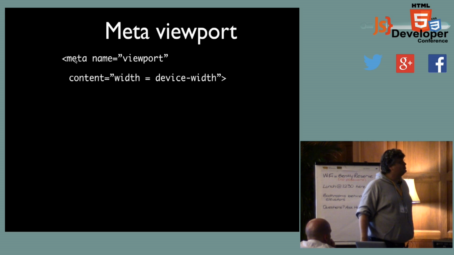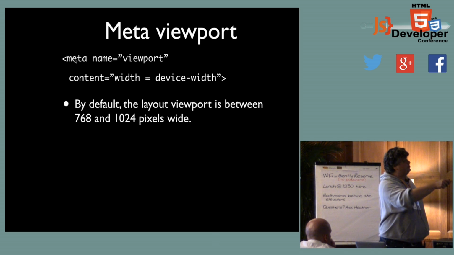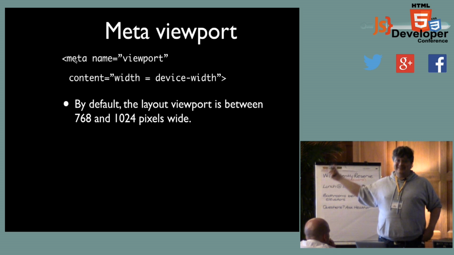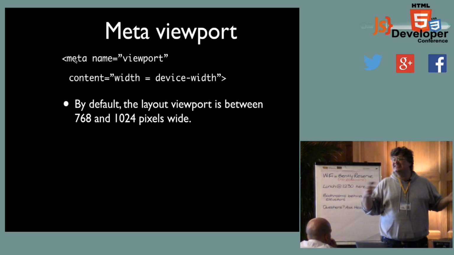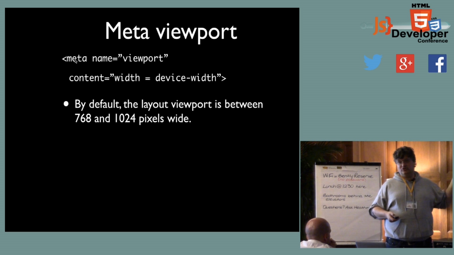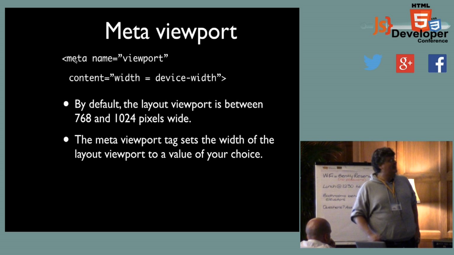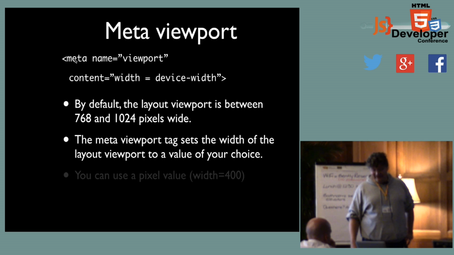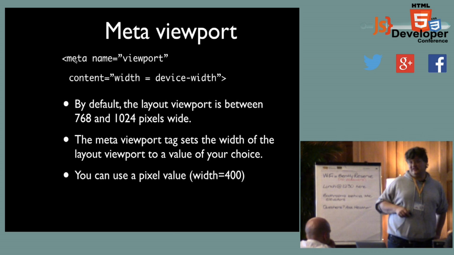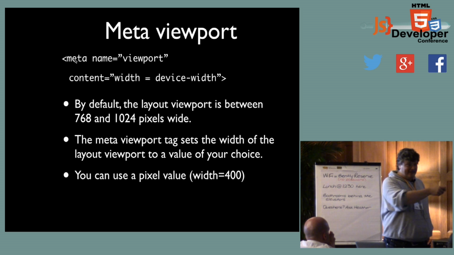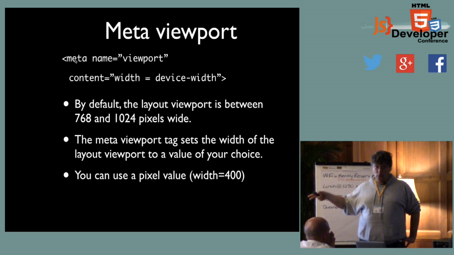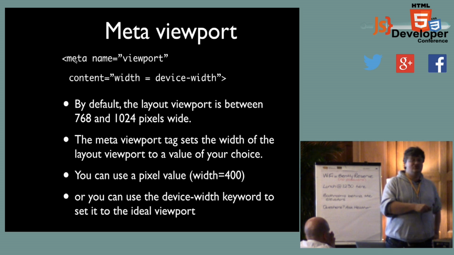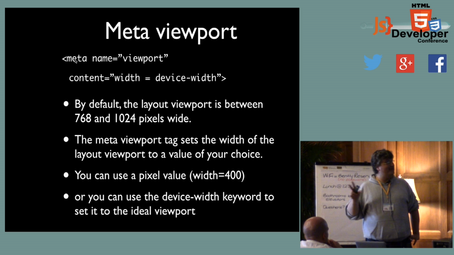Let's take one step back and try to define what's going on here. So by default, if you do not use the meta viewport tag, your layout viewport will be between 768 and 1024 pixels wide because of desktop optimized sites that have to be shown decently on a mobile phone, right? 980 pixels is the most common value. If you set the meta viewport tag, and especially its width declaration, then you set the width of the layout viewport to a value of your choice. This value may be a pixel value. You can say width equals 400, if that makes sense for your site. So if you just say width equals 400, the layout viewport will become 400 pixels wide in all browsers. But usually 95+% of the time, we use the device width keyword to set it to the ideal viewport width.